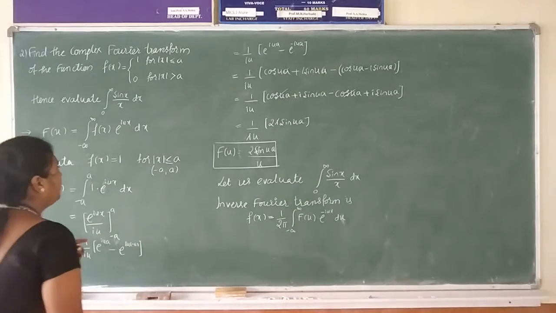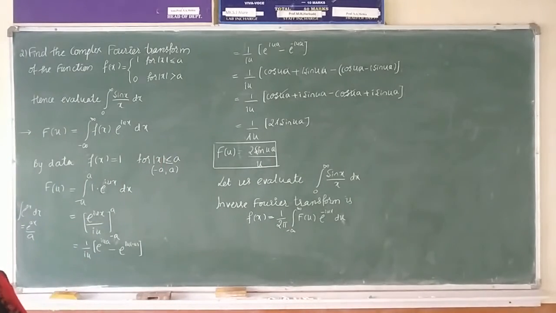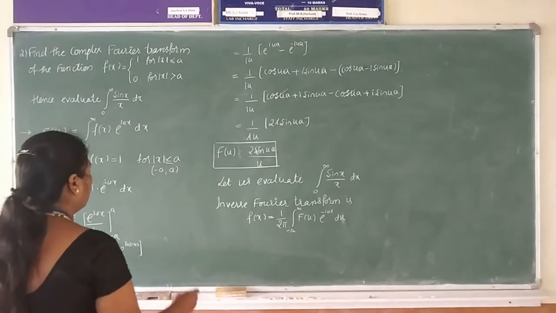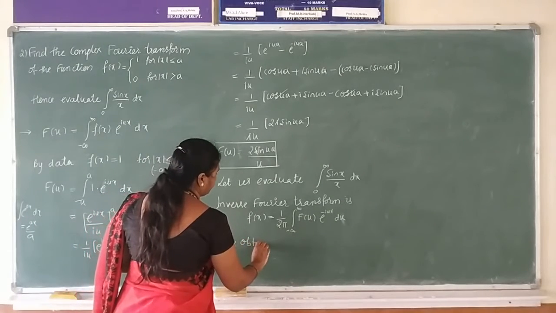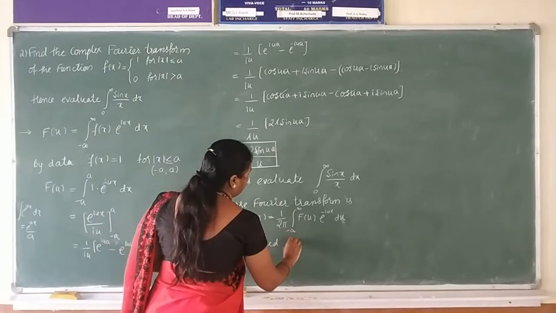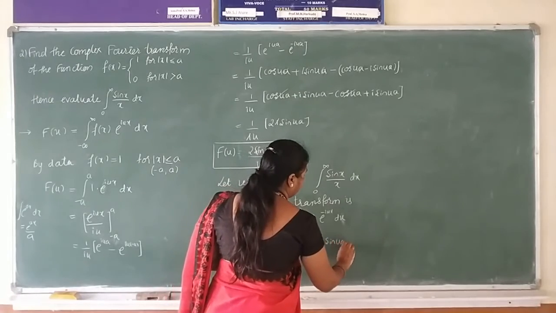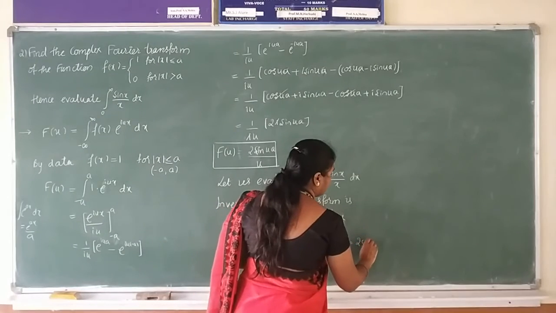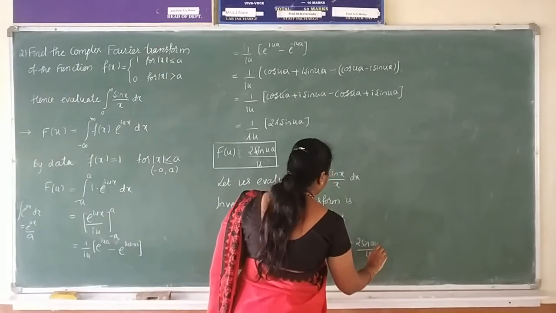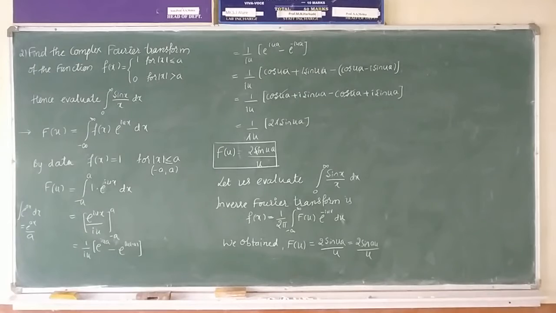Here we have obtained F of u. F of u is nothing but what? 2 sin ua upon u. We obtain F of u equals 2 sin ua upon u, or this also we can write as 2 sin au upon u.